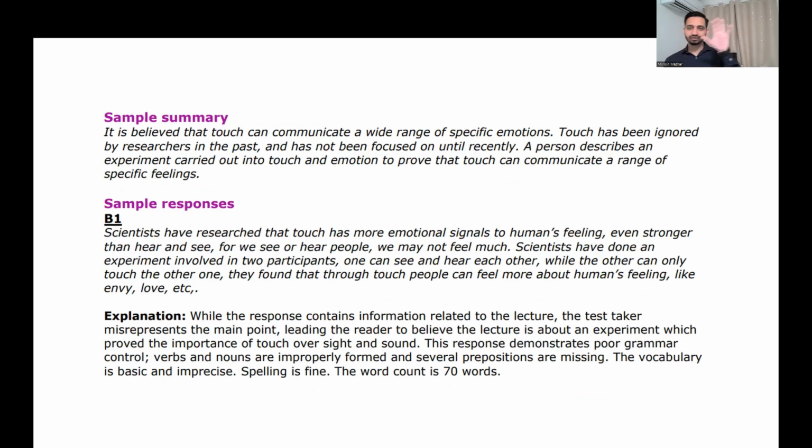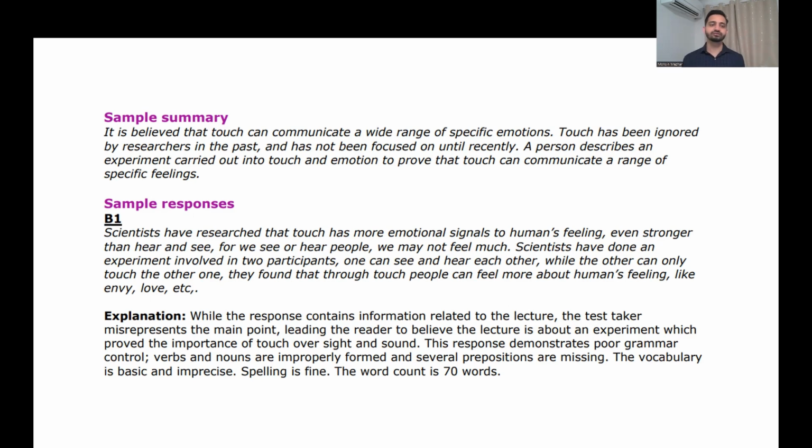So the sample summary and the good summary, it should be like this, right? And I'm going to give you a good example here as well. It is believed that touch can communicate wide range of emotions. I mean, you're not naming all the emotions. You don't want to name all the emotions. You can say wide range because you're summarizing, right? That's the first sentence. Now, touch has been ignored by researchers in the past and has not been focused on until recently. A person describes an experiment carried out into touch and emotion to prove that touch can communicate a range of specific feelings. Okay, so that's a good summary right there because you're summarizing all the key information.